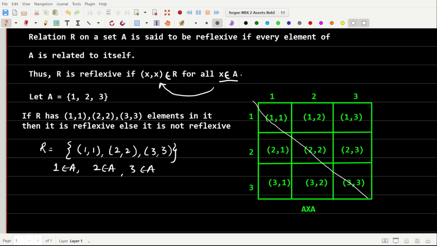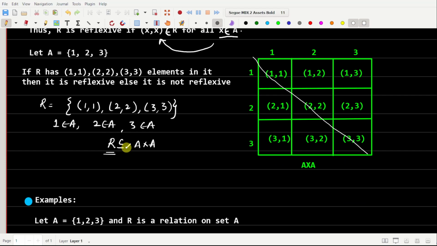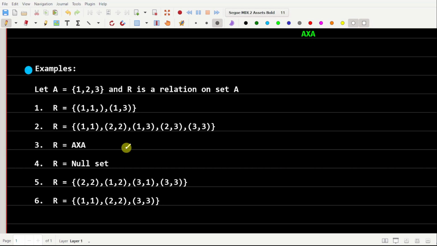And we should be aware that a relation is always a subset of the Cartesian product, right? So the first condition a relation should have is that it should be a subset of A cross A, right? And then the condition of the reflexive relation is that for all x belongs to A, (x, x) should belong to R. Now we will see some examples to make the understanding more clear.